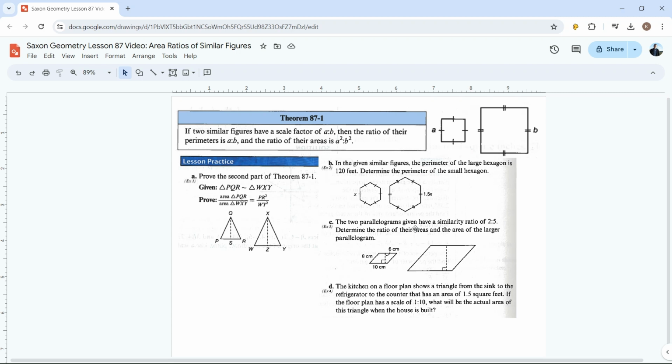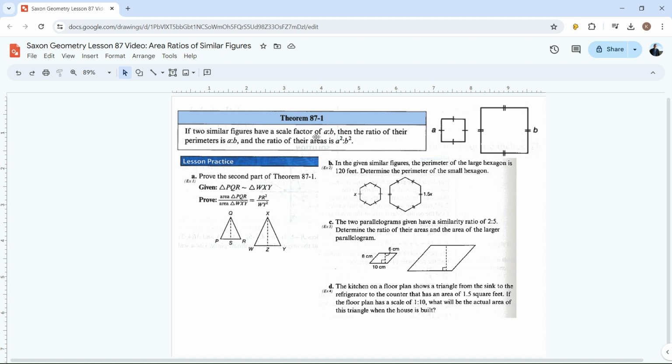Hey, geometry students, in this lesson, we are going to be learning how the ratios of areas and perimeters are related when we have similar figures. And actually, in a previous lesson, we already learned how the perimeter ratios are related. That's the first part of theorem 87.1. If two similar figures have a scale factor of a to b.